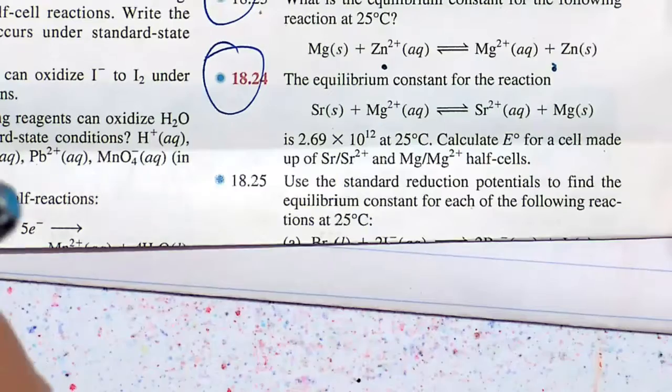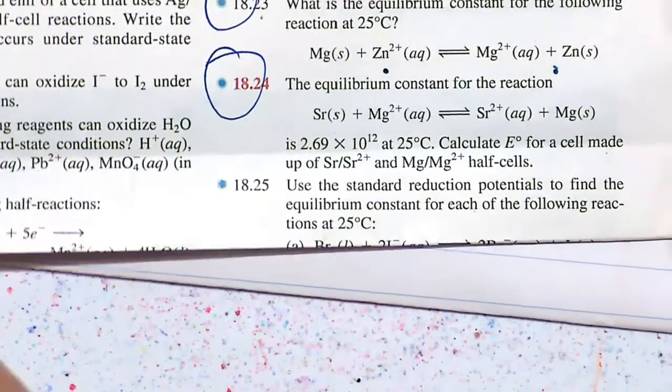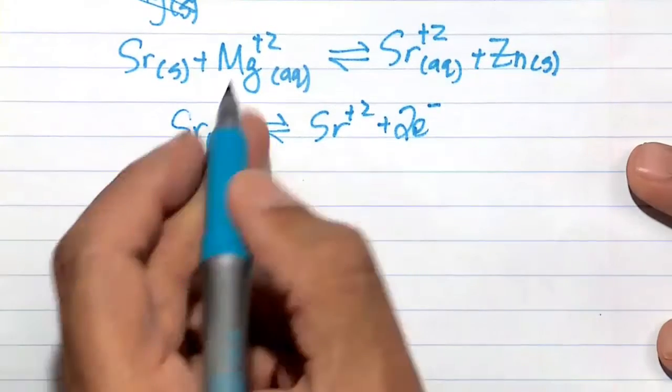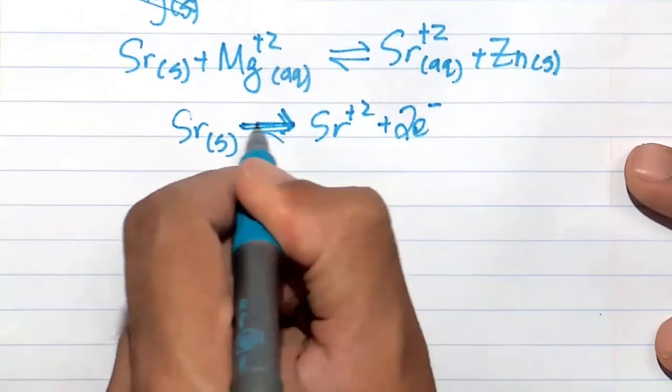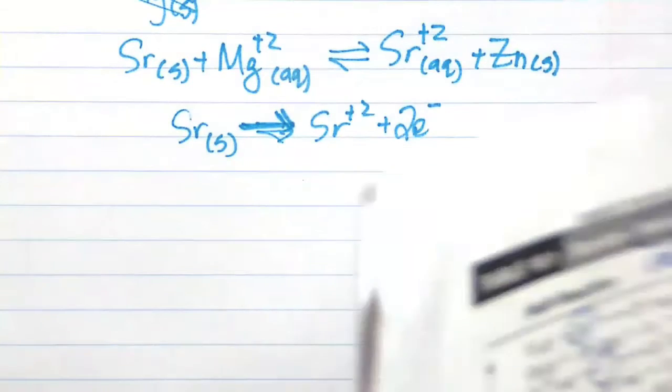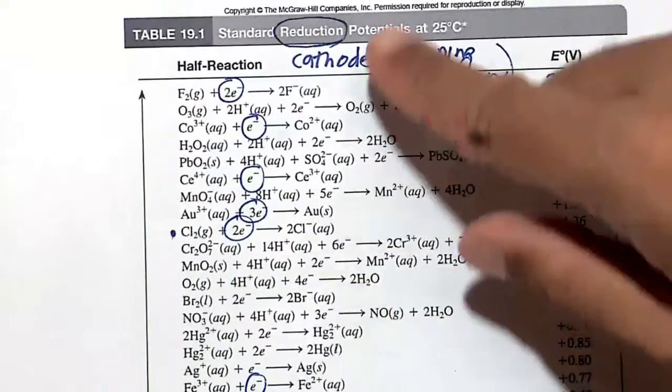So the first thing we have is strontium solid going to strontium plus 2. To balance this, we will have 2 electrons. Let's just go ahead and make this one arrow. We can put the equilibrium arrow back later in the final part of the problem. So strontium losing 2 electrons. So here, these are all gaining electrons.